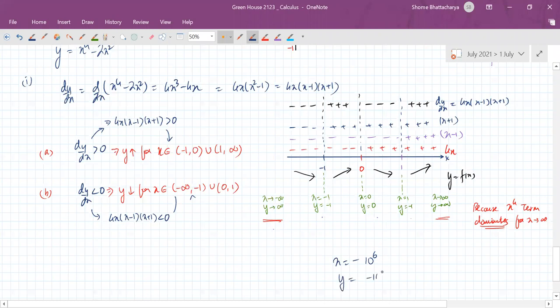So y will become what? Minus 10 raised to power 6, to the power 4, minus 2 times minus 10 raised to power 6, to the power 2. So here this will be 10 raised to power 24 minus 2 into 10 raised to power 12. Okay. So which will dominate? 24 will dominate over 12. So it's still a very large number. So you can see here, x is tending to minus infinity, so y is tending to how much? Infinity, because this term is dominating over this term. That's what I meant by saying that the x to the power 4 term dominates for both plus and minus infinity.